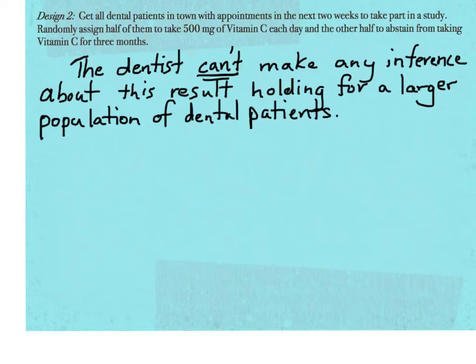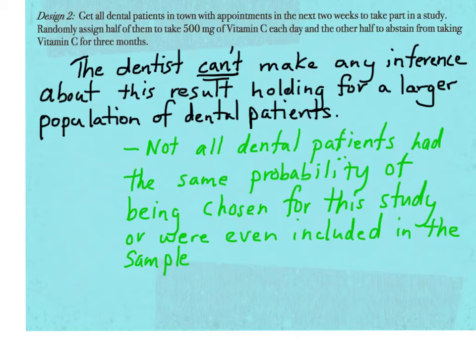The reason she can't make this inference is because, again, all the dental patients did not have the same opportunity to be chosen as an individual for this study. They did not have the same probability of being randomly assigned to the study. The question is, can she make any conclusions about the subjects that were chosen? And the answer to that is yes. Why? Because assuming proper control in the experiment, she can conclude taking vitamin C reduced the chance of getting canker sores in her subjects because treatments were randomly assigned to the subjects.